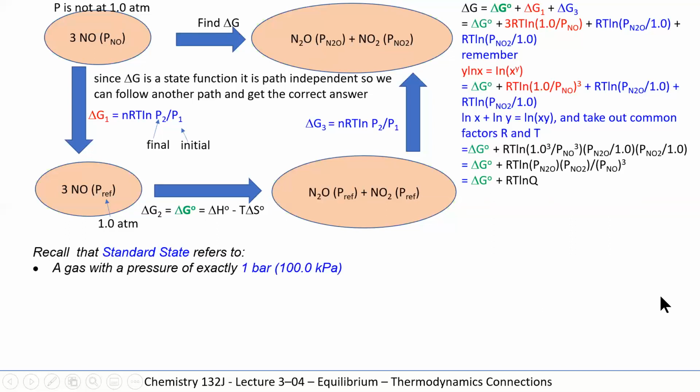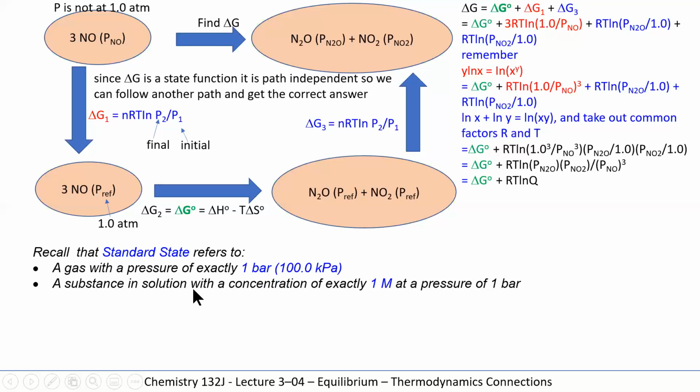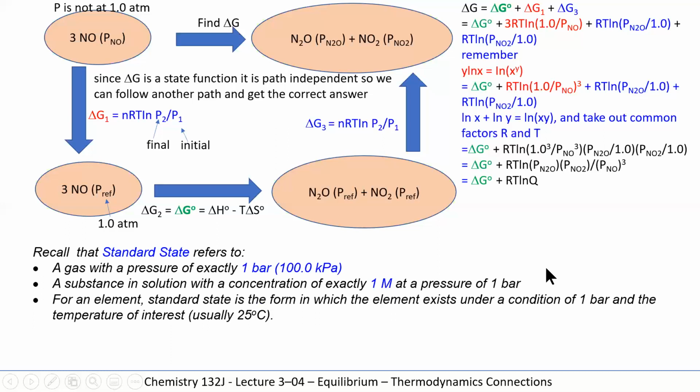So recall, what is a standard state? It's when a gas pressure is exactly 1 bar, which is an old pressure unit. A bar is defined as 100 kilopascals. If it's a solution we're using, then the solution will be at a pressure of 1 bar and its concentration will be 1 mole per liter. If it's an element in its standard state, it's what form the element usually takes at a pressure of 100 kilopascals or 1 bar and a temperature usually of 25 degrees Celsius. So for instance, if it was oxygen, it would be a gas. If it was sulfur, it would be a solid.